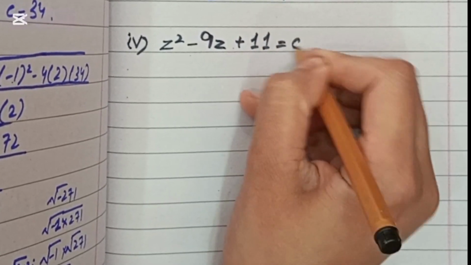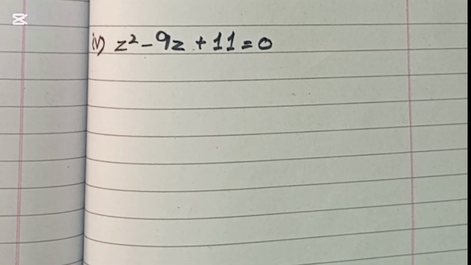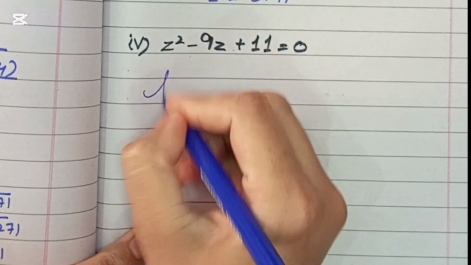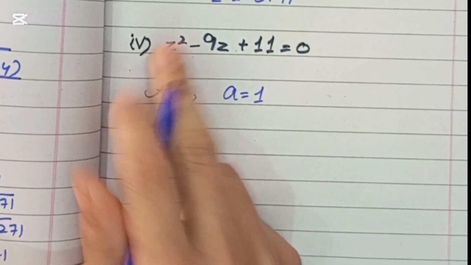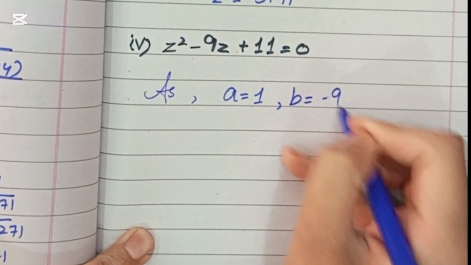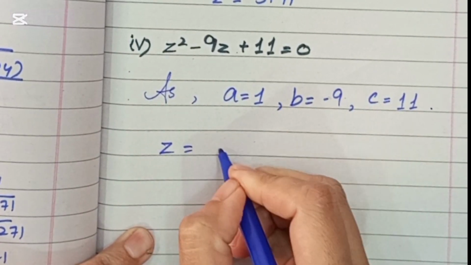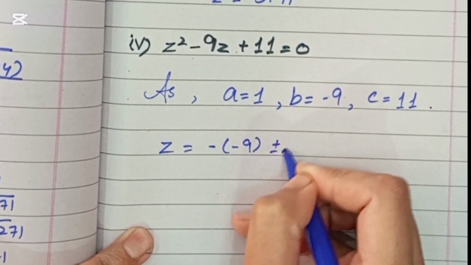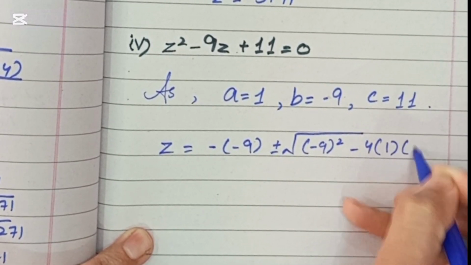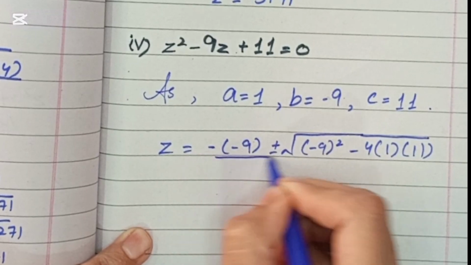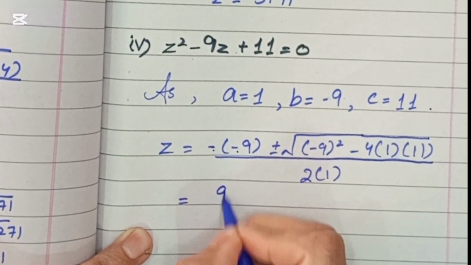Plus 11 equals 0. Again, we are going to apply the quadratic formula for this, as a equals 1, the coefficient with z square, b equals minus 9, and c equals 11. Put it in the formula minus b plus minus square root of b square minus 4ac, divided by 2a. Minus minus is plus.